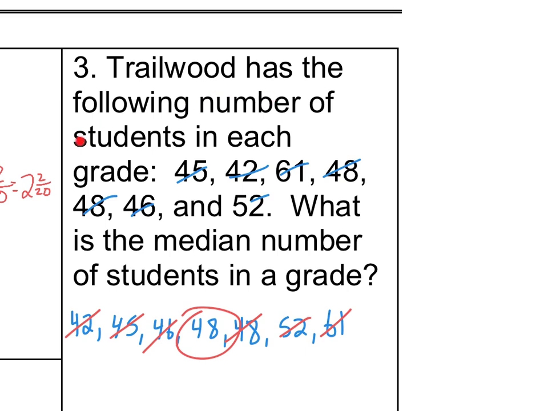So we have a number of students, and we're looking for the median, which means first we need to put them in order from least to greatest, which I did here. Checked them off as I went to make sure that I had them all accounted for. And then I cross out from the outside in and find the true middle, which is 48. 48 is my median.